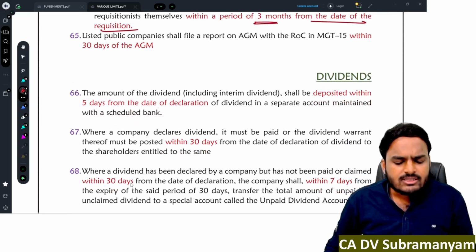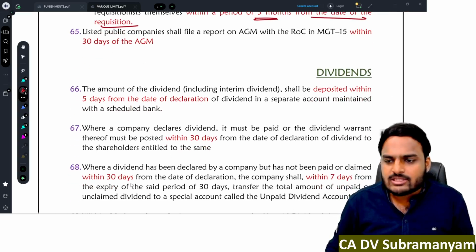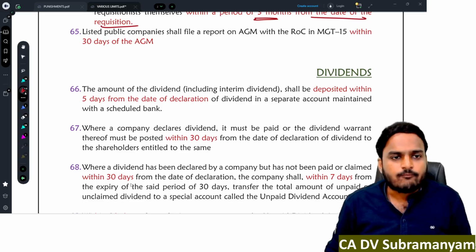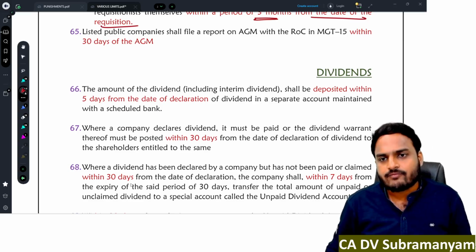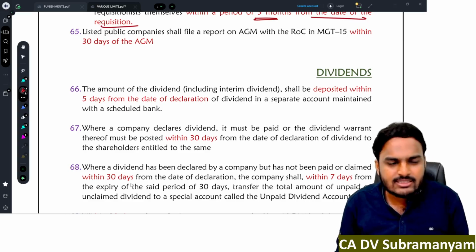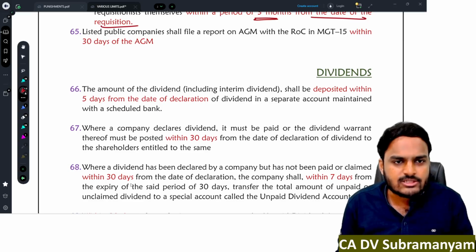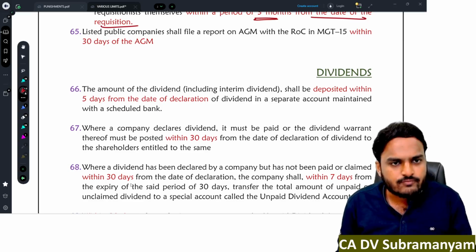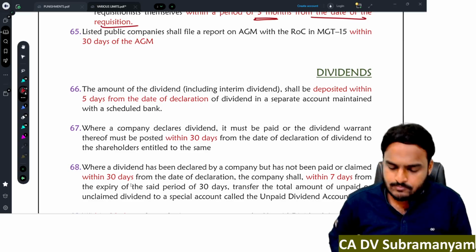Next one, all listed public companies shall file a report on AGM with ROC in form MGT 15 within 30 days of AGM. Report on AGM is applicable only to the listed public companies, and the time limit is 30 days of AGM. Within 30 days of AGM, they need to file MGT 15 with ROC.